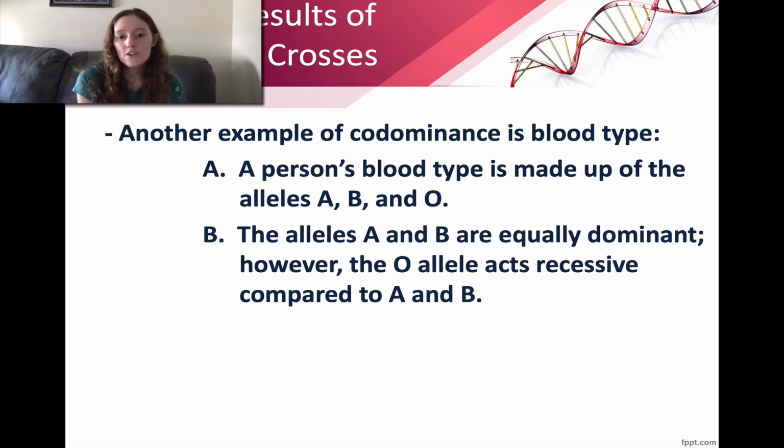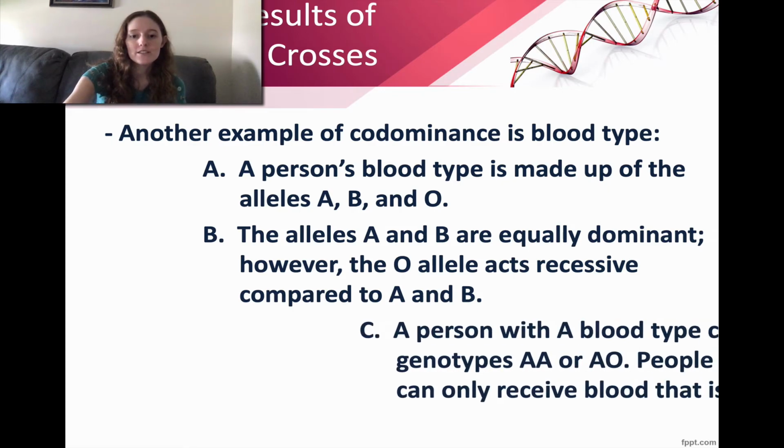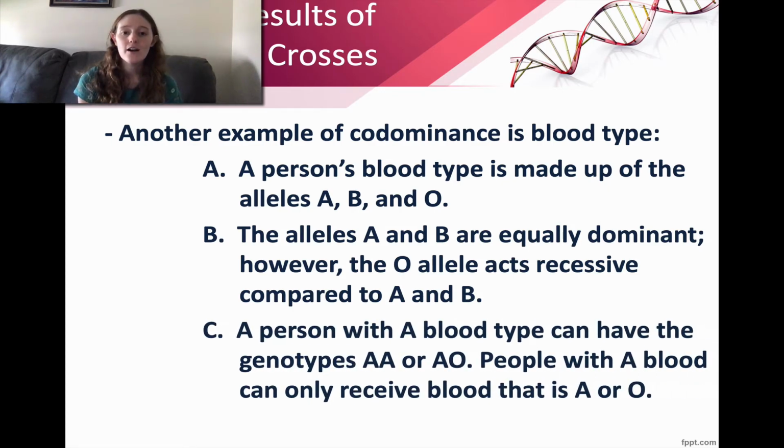The alleles A and B are equally dominant, so those two are codominant. The O allele is going to be recessive, so we have kind of a mix of the different types of dominance that we exhibit here. A person with A blood can either have two A's or they could be AO. So you still have two alleles, but it just depends on what those two alleles are. A person with A blood can only receive blood from someone who is A or someone who is O. And you can have this AO blood type and still be considered A because the O is recessive. There's no real way to determine what your two alleles are. So if you know you're A, you can't determine if you're AA or AO. I don't know of a test that will give that to you.